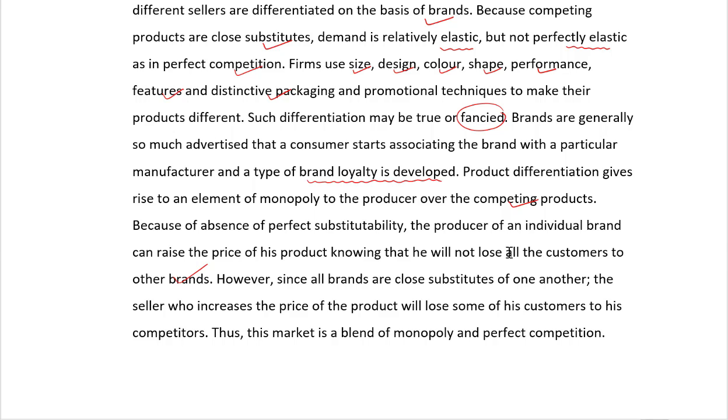However, since all brands are close substitutes of one another, the seller who increases the price of the product will lose some of his customers to his competitors. Thus, the market is a blend of monopoly as well as perfect competition. I believe all of you are clear.